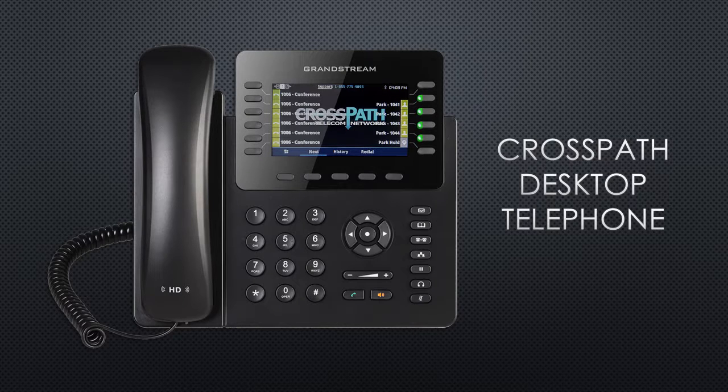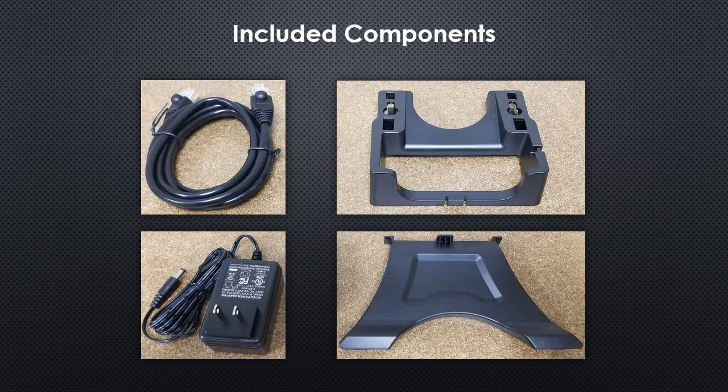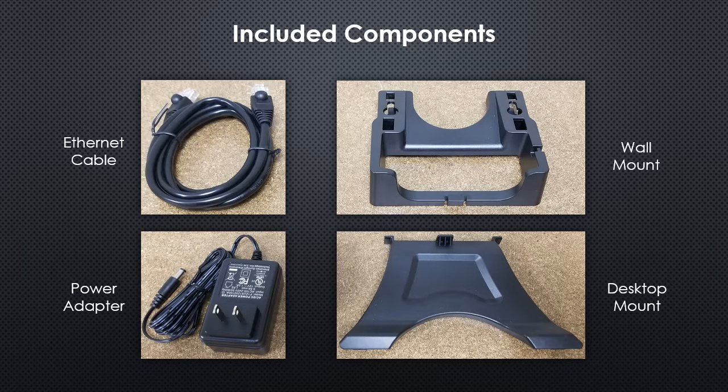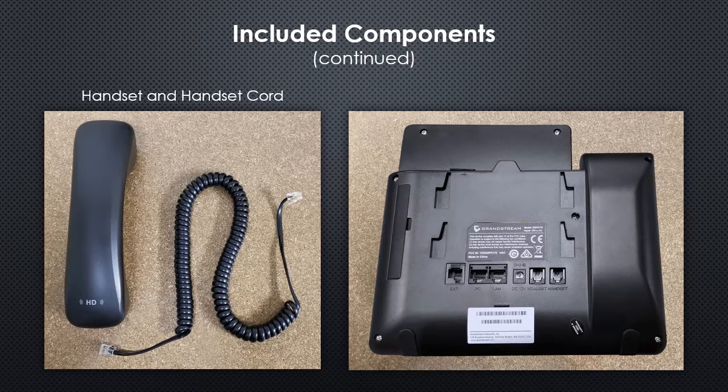In this short video, we'll show you how to properly install your CrossPath desktop telephone. Let's get started. Your CrossPath telephone will include several components: an Ethernet cable, power adapter, wall mount, and a desktop mount. You will also receive a handset and handset cord.